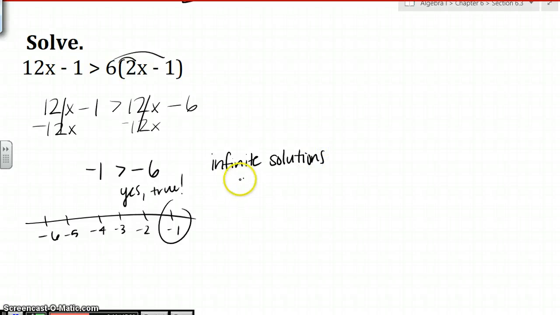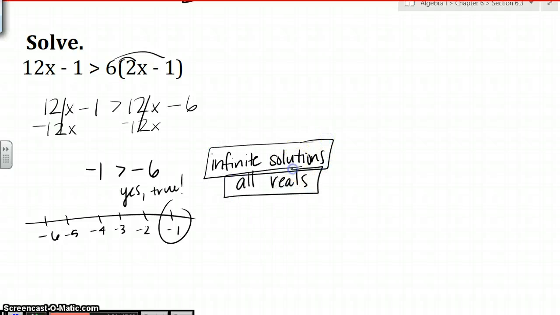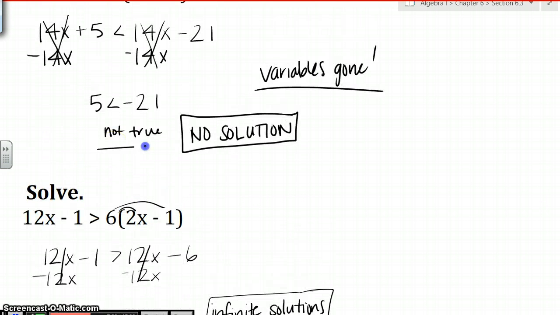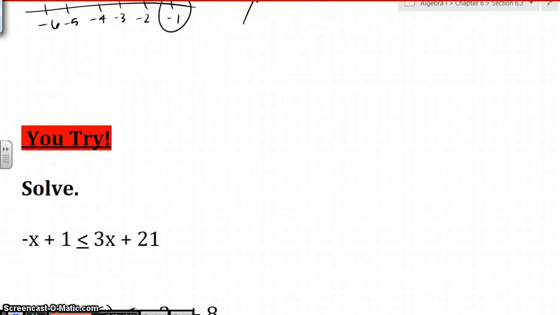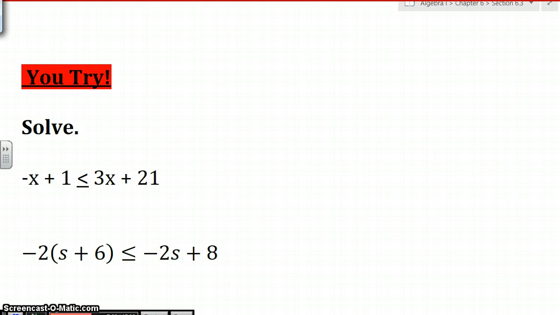You might also see the answer all reals. Same thing. Either infinite solutions or all reals or all real numbers. You'll see those as answers. So if your variables go away and this is true, remember the other one was not true and it was no solution. If it is true, it's either infinite solutions or all reals. So I want you to go ahead and try these two problems. This one is like one of the first ones we solved. And this one, you'll either get no solution or infinite solutions.